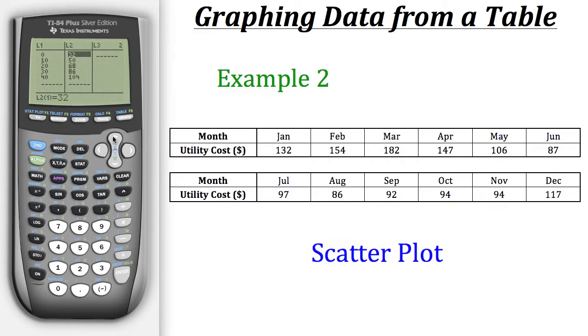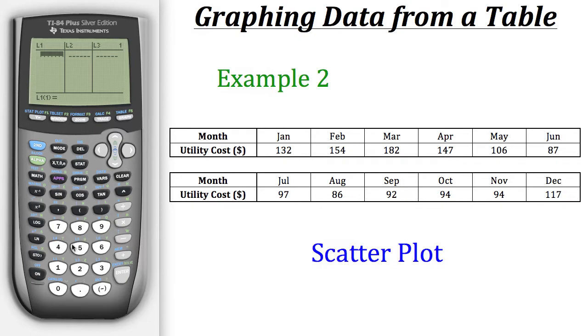And to do that, we just need to highlight the list. So for example, L2, and then hit clear, and then enter. And it deletes every entry in that list. So the same thing with L1. If we want to clear all the entries in that list, we highlight L1, and then hit clear, and then enter. And now that list is cleared as well.